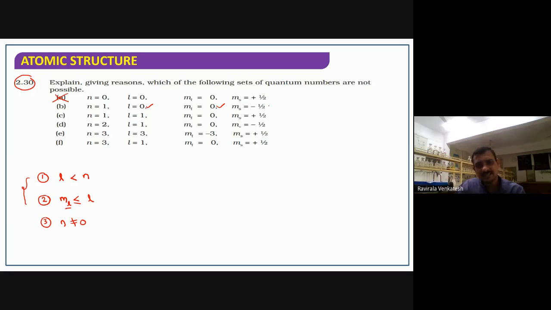Here you can take anything, it is possible. Minus half is possible, plus half is possible. Here no need to do anything. All these are possible. Plus half is possible, minus half is possible. Here no need to check. All are correct only. I'm putting a right mark for this one. Here no need to write anything else.